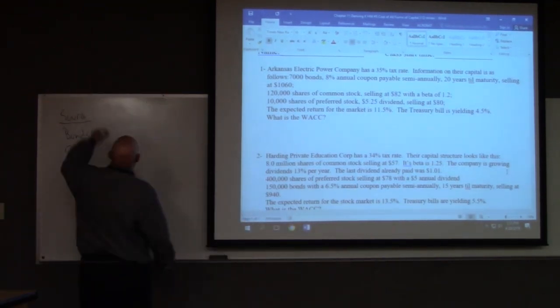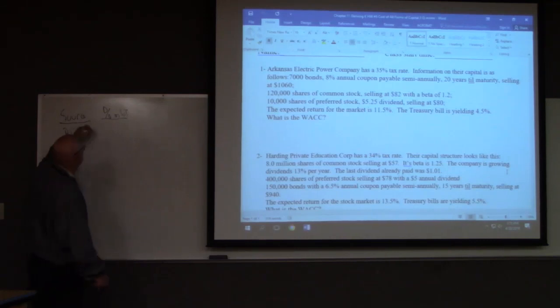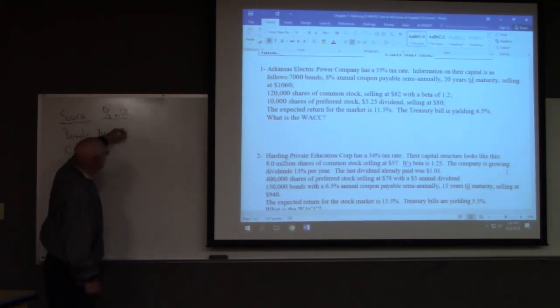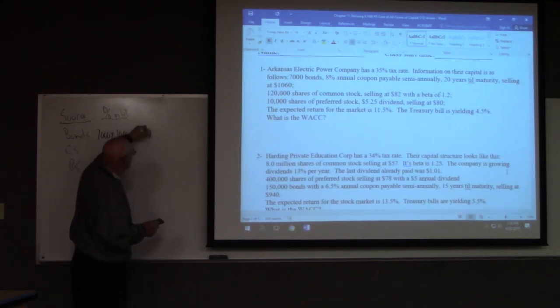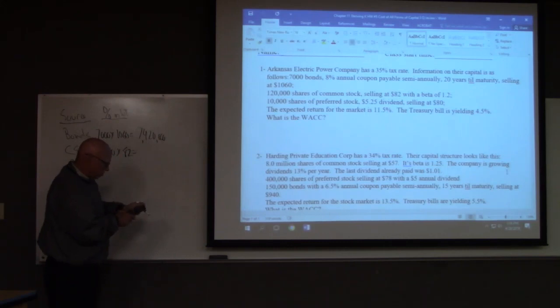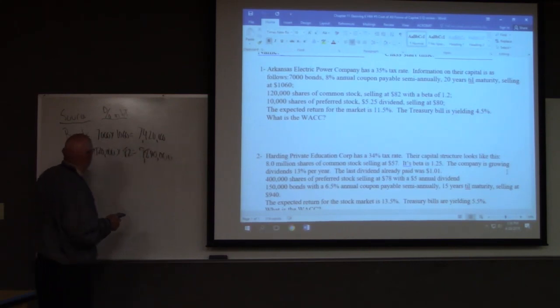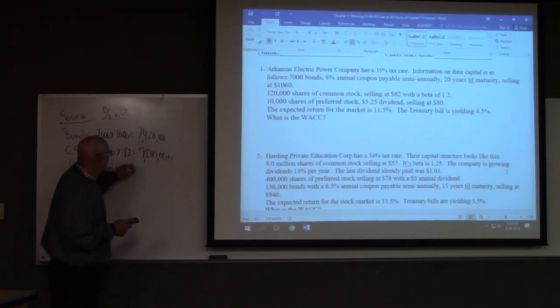And now we have the percentage or weight. Let's do that. All right, so bonds, we've got 7,000 bonds times 1,060. So 7,000 times 1,060 is 7,420,000. Okay, and then common stock, we've got 120,000 shares times 82. And that is 9,840,000. And then we have preferred stock, which is 10,000 shares times 80 equals 800,000.